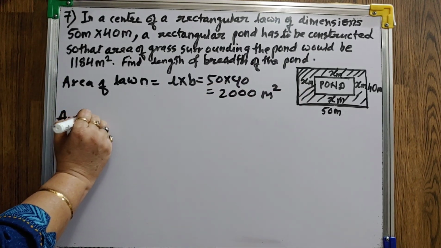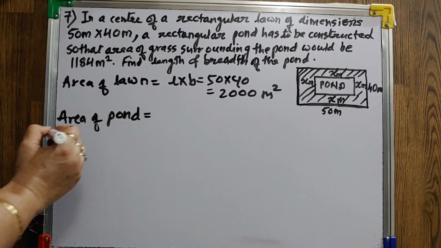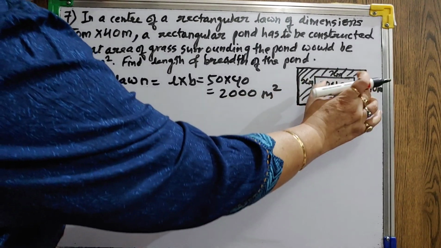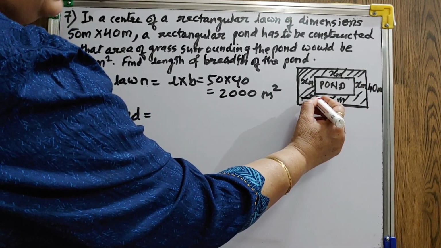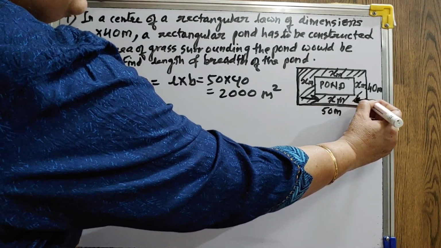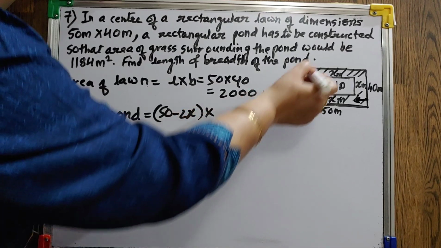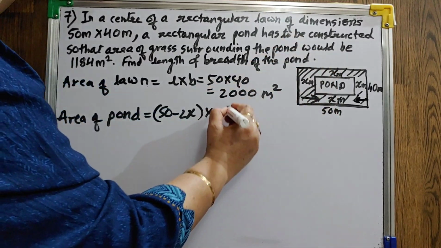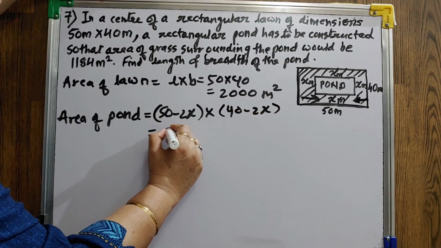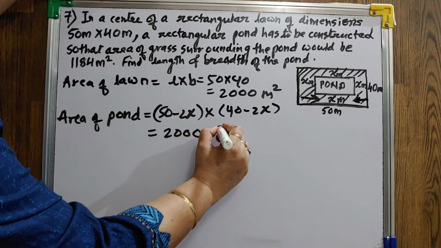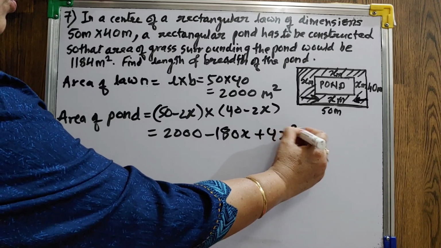Now, area of pond. That will be also length into breadth. Now, length of the lawn is 50. x has decreased from this side, x has decreased from this side. So, length will be 50 minus 2x. Same way, breadth also, both the side it is decreased by x. So, it will be 40 minus 2x. When you multiply, you will get 2000 minus 180x plus 4x square.